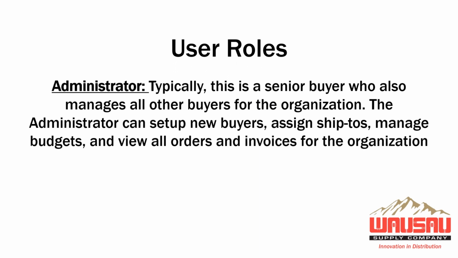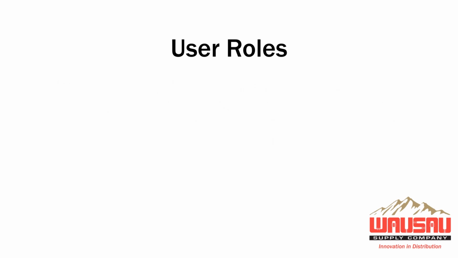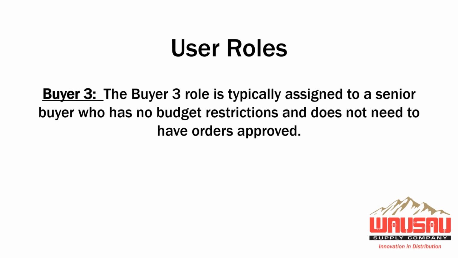The Administrator role. Typically, this is a senior buyer who manages all other buyers for their organization. The administrator can set up new buyers, assign ship-tos, manage budgets, and view all orders and invoices for the organization. They can also place their own orders as well. Buyer 3. Typically, this is assigned to a senior buyer who has no budget restrictions and does not need to have orders approved.